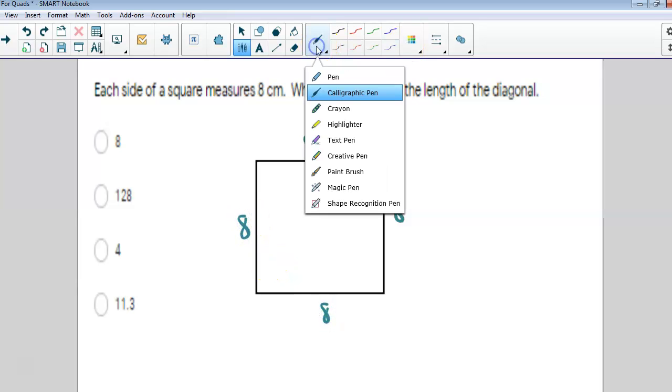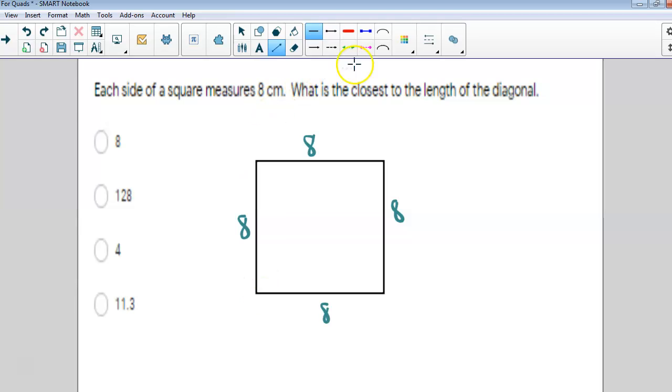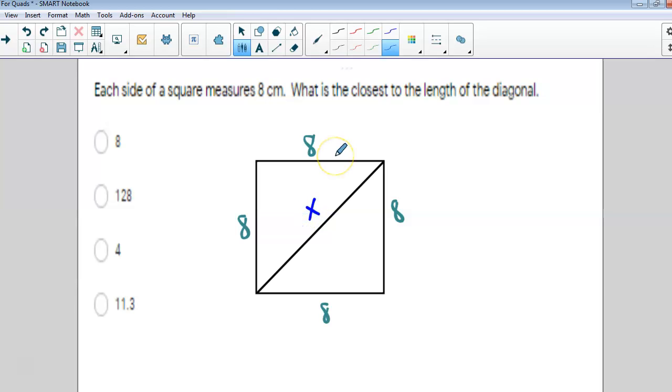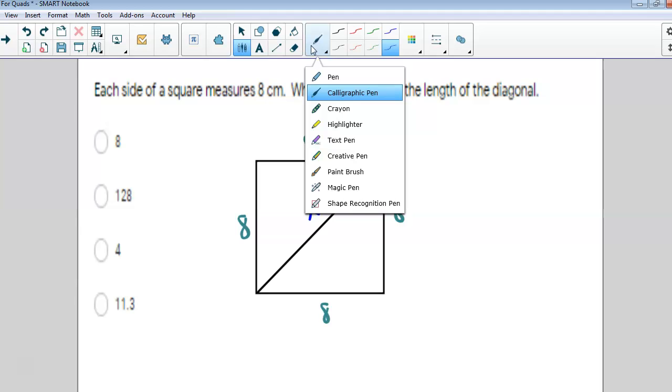We want to find the closest length of the diagonal. So I'm going to draw my diagonal in here, and this is what we're looking for. This is going to be our variable. It's our x. We don't know what it is. From here, what I can see is that I have 2 triangles within my square.